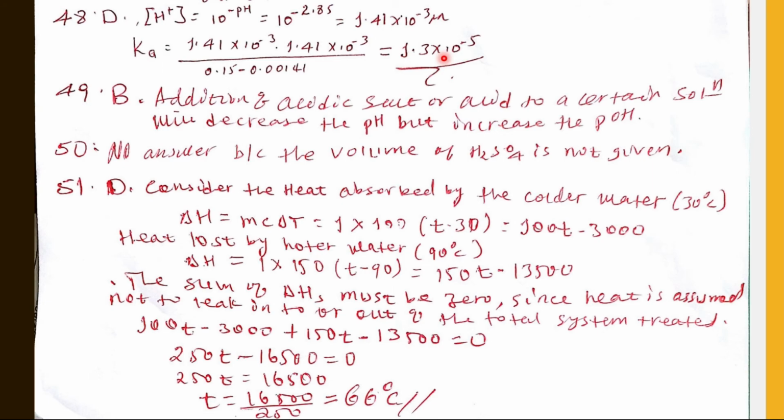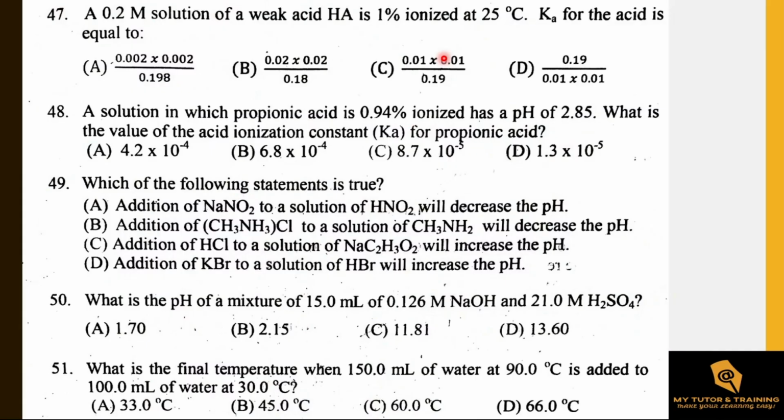So the answer is what? The answer is D. 1.3 times 10 to the power of minus 5 is the correct answer. Question number 49. Which of the following statements is true? A. Addition of sodium nitrite to a solution of nitrous acid will decrease the pH.